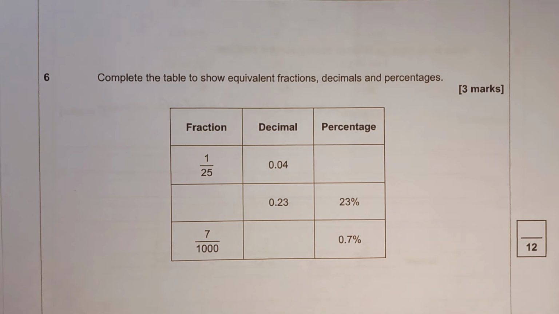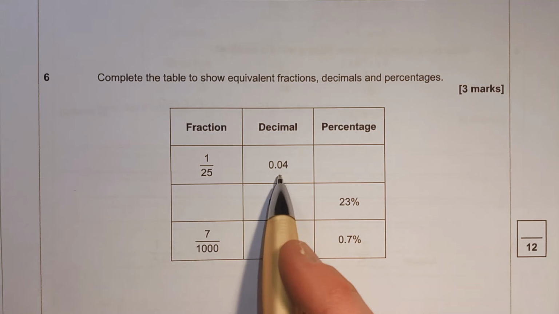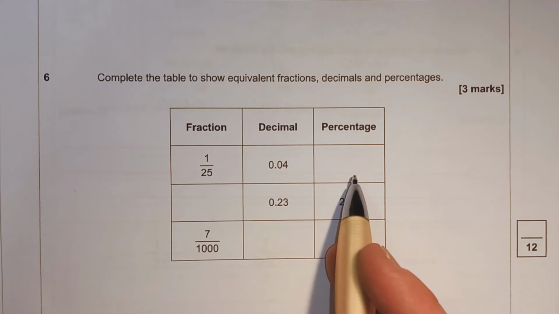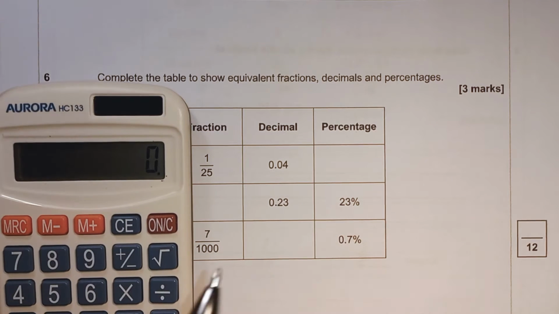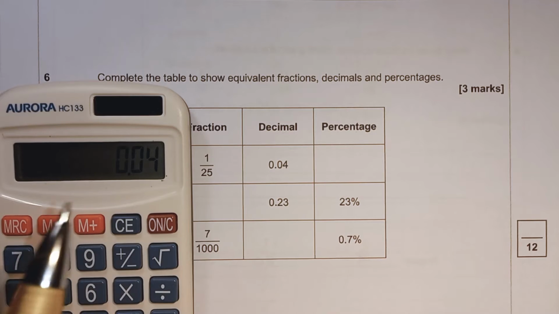Question 6. Complete the table to show equivalent fractions, decimals and percentages. Right, well, decimal, we want to turn it into a percentage, or we can do the fraction. Well, I know to get from a decimal to a percentage, we multiply by 100.